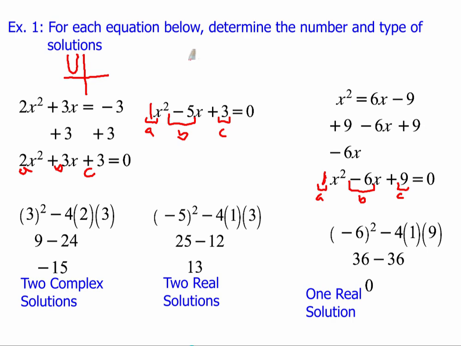For this one that has two real solutions, when I draw in my parabola in the coordinate plane, it has two solutions, two x-intercepts. And for my one with one real solution, if I drew in my parabola, this one would touch the x-axis exactly one time, and that would be my one solution. So that's what this discriminant does. It tells us how many solutions there are and what type of solutions they are.